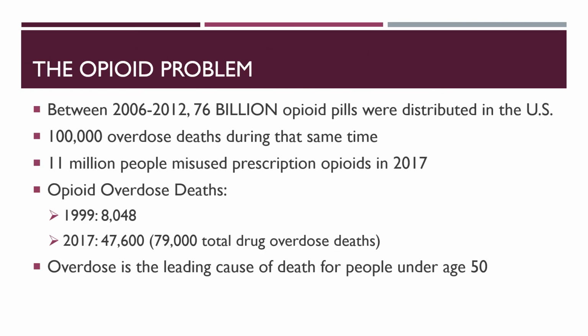And then to conclude this first unit presentation, I want to talk a little bit about the opioid problem and how we got where we are. So just looking at a short window there, 2006 to 2012, it's estimated that 76 billion opioid pills were distributed in the United States. Now that's an enormous number.